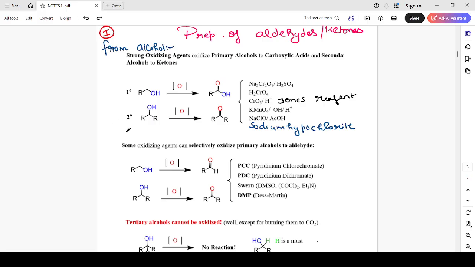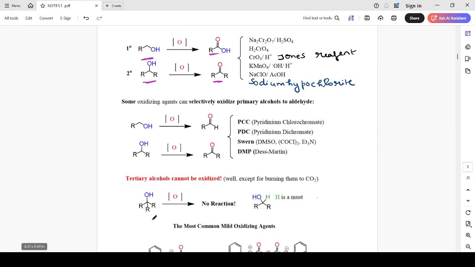Got it? Yes, ma'am. So if I oxidize primary alcohol, I get acid. If I oxidize secondary alcohol, I get ketone. What if I oxidize a tertiary alcohol? There will be no reaction at all. Why? Because this carbon does not have any hydrogen at all. Oxidation means I will remove hydrogen. This has already satisfied its valency with 4 bonds. There is no hydrogen, so there can be no reaction here. Tertiary alcohol cannot be oxidized, even though you use very strong oxidizing agents.